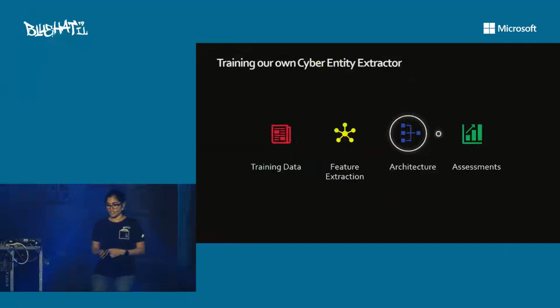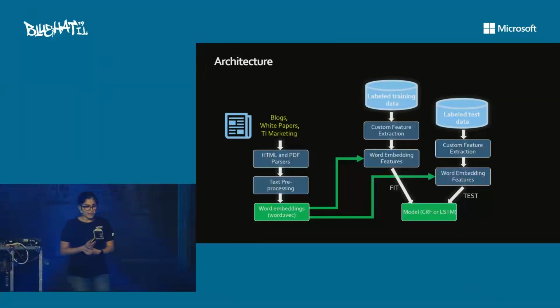All right, let's talk about the architecture. We had a very simple architecture. We used the blogs and the white papers that I talked about, and we used HTML and PDF parsers to extract the text. Then we put them through some very simple text pre-processing, just removal of unprintable characters. And then we extracted the word embeddings, as I described. We split our data corpus into two, 80-20 for the training and test set. We extracted the traditional features that I talked about earlier, combined them with the word embeddings, and this is the training data that we use to train our model and then test it.